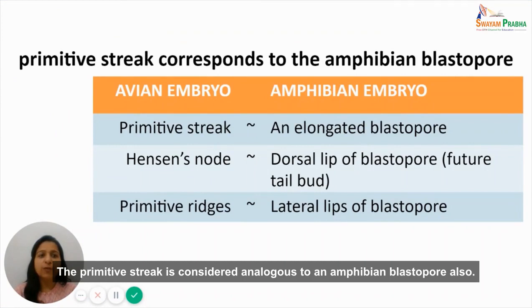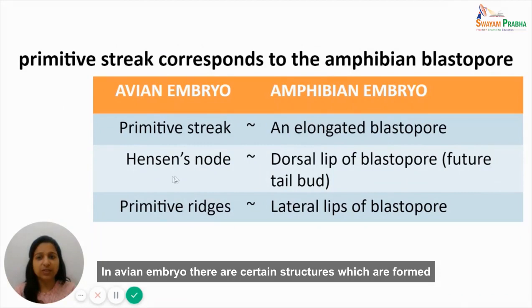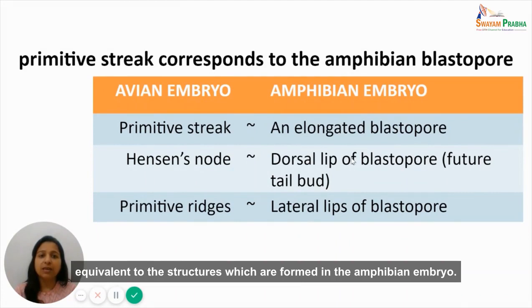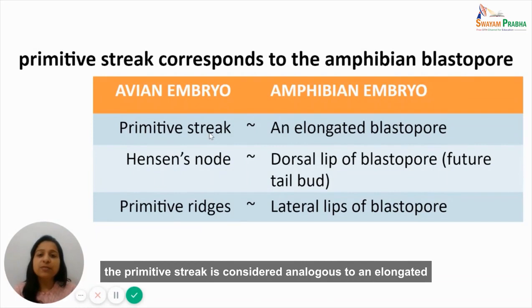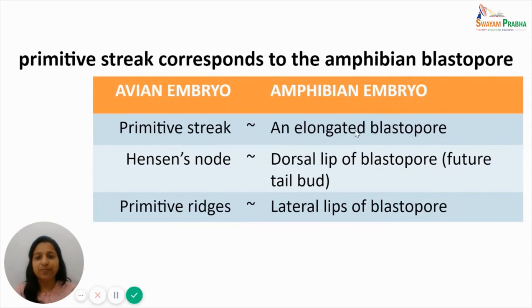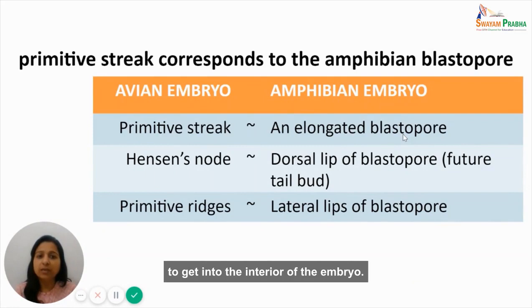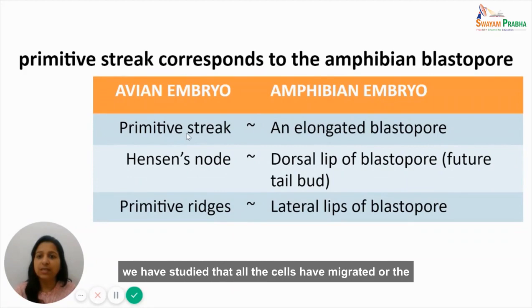In the avian embryo, there are certain structures which are formed equivalent to the structures which are formed in the amphibian embryo. As you can see here, the primitive streak is considered analogous to an elongated blastopore of the amphibian embryo. In the amphibian blastopore, we studied that all the cells were entering through that blastopore to get into the interior of the embryo. Similarly, in the avian embryo, we have studied that the major gastrulation movements occur through the primitive streak and the Hensen's node. So the tip of the primitive streak or the Hensen's node is considered equivalent to the dorsal lip of the blastopore, which forms the future tail bud in both the cases.